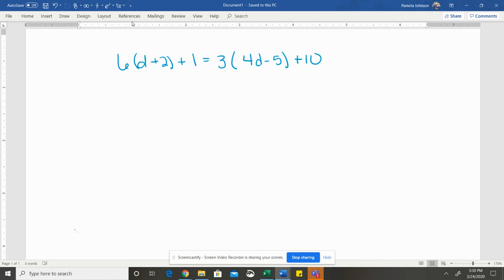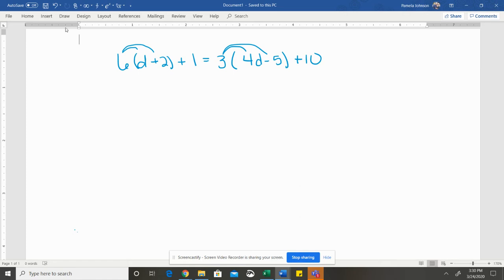The first thing we need to do, if you remember, is we want to distribute. We want to get rid of those parentheses. So we're going to take the 6 and distribute it into these parentheses. We'll take the 3 and distribute it into these parentheses. This 1 and this 10 don't get multiplied because they are not inside parentheses at all.